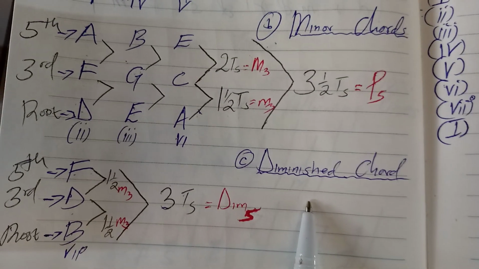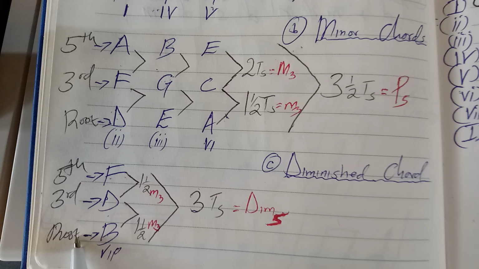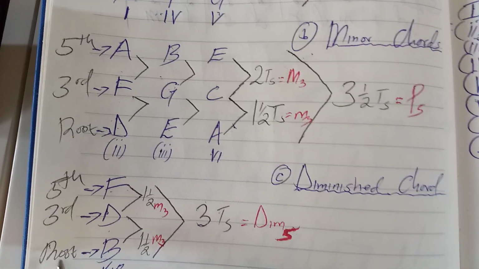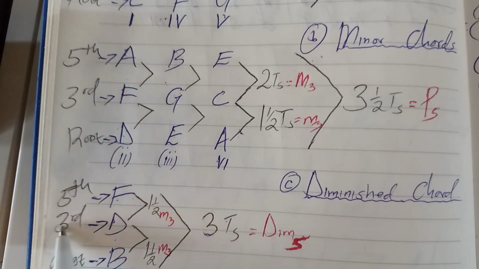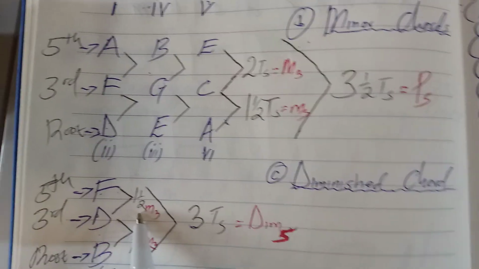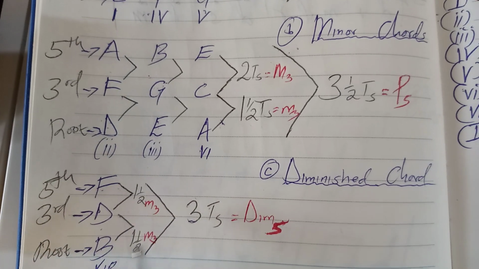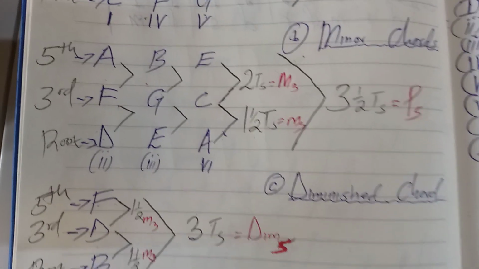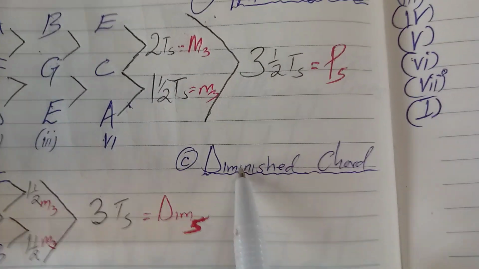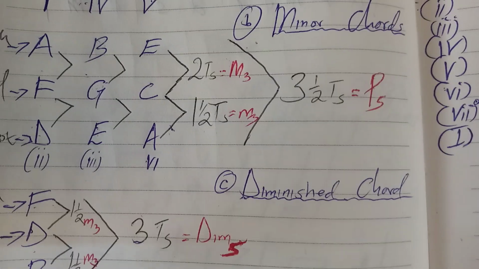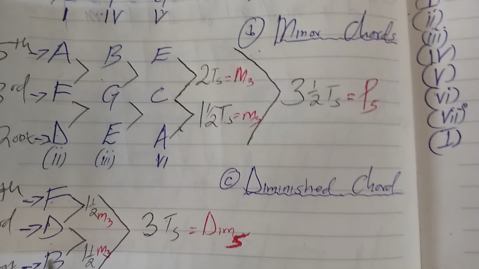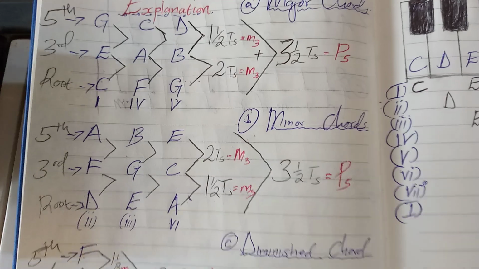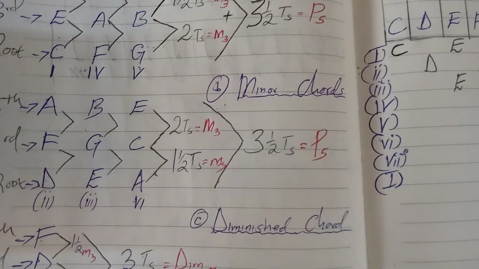Then next but not least, we have the diminished chord. For a diminished chord, we have 1.5 on the lower side and 1.5 on the upper side. So between the root and the third we have 1.5, between that and the fifth 1.5. So we have 2 minor thirds. That gives us a diminished chord. And between the root and the fifth, unlike in the major and minor, we have a diminished fifth.